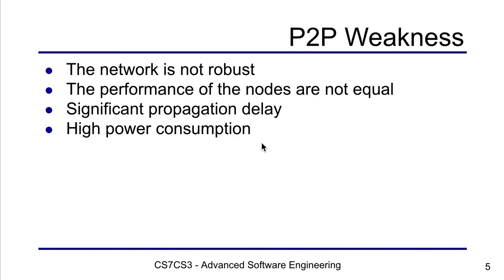But a peer-to-peer structure has weaknesses as well. The structure is not robust, the connection is not stable, and the performance of each device is not equal, which may cause propagation delay in the network. The peer-to-peer discovery process also costs a lot of power.